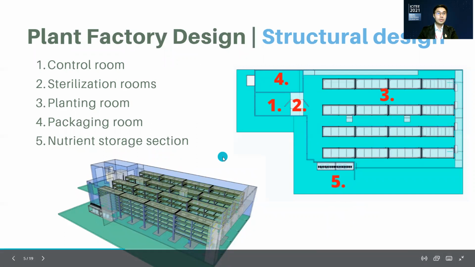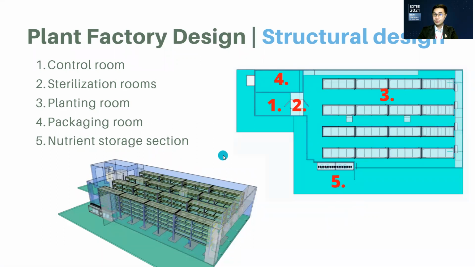First, we would like to introduce the plant factory design. The first is the structural design. In our design, the plant factory room contains 5 elements. The first is a control room. The control room includes the computer with the AI automatic control, the sensors and the controlling system for the plant factory room.